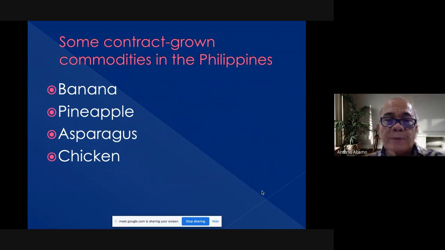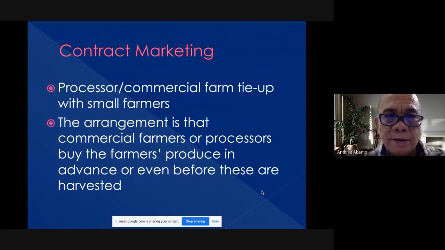The other type of production arrangement is contract marketing. In other words, the integrator only comes in during the marketing of products. Processors or commercial farms tie up with small farmers. The arrangement is that commercial farmers or processors buy the farmers' produce in advance, even before it is harvested. For example, if you are a rambutan farmer, a durian farmer, or a mango farmer, you have several trees, like about 1,000 trees of good bearing durian or pomelo.